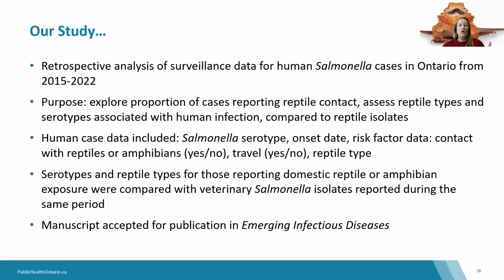To do this, we took all of the cases of human salmonellosis reported in Ontario from 2015 to 2022, and we had the implicated Salmonella serotype, date of symptom onset, and whether or not each case reported travel and/or contact with reptiles or amphibians within that 7-day period prior to symptom onset. We then compared the serotypes and reptile types reported by our sporadic cases, so local acquisition cases with no travel history and those not linked to a known outbreak, to reptile isolates reported to OMAFRA during the same period.